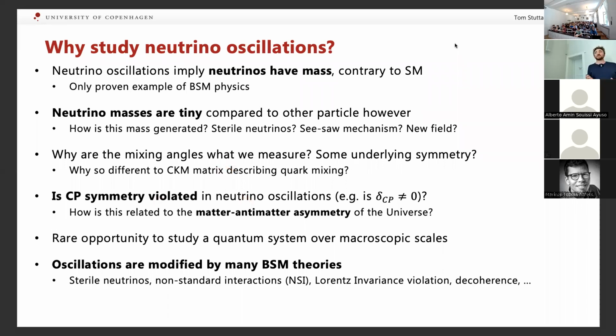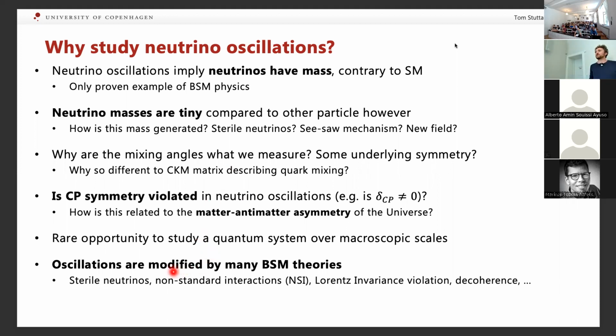More generally, it's just a very rare opportunity to study a quantum system on a macroscopic scale. Quantum effects are generally only perceived over microscopic scales, and they lose their coherence, and you cannot observe them over macroscopic scales. Neutrinos, because they travel so far without interacting with anything, because they only use the weak interaction, make oscillations really a quantum coherent effect at macroscopic scales, and there are very few real examples of that. You might have heard of examples of quantum entanglement of photons between ground stations and satellites, for example. That's one of the only other ones that's really out there. So this is quite a unique opportunity as well.